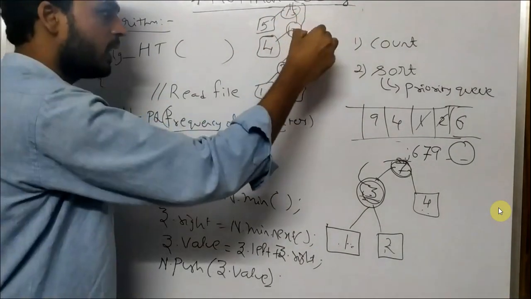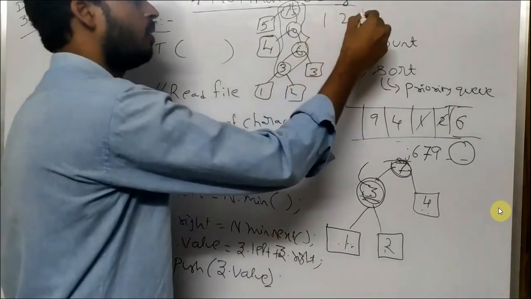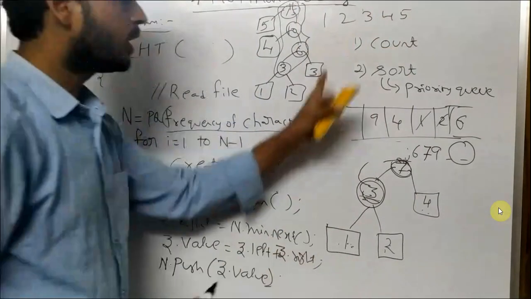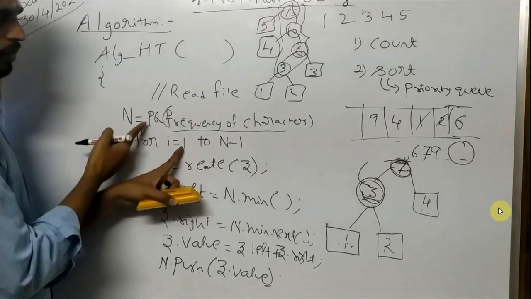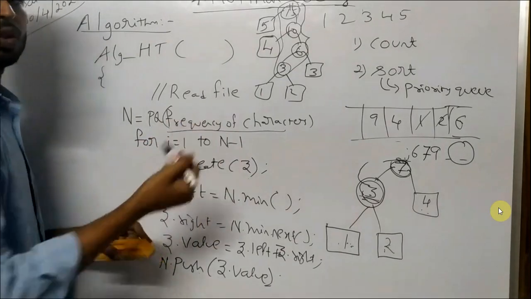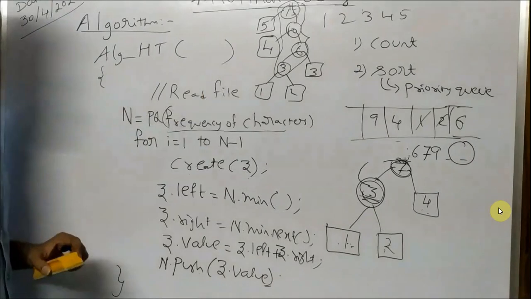How many nodes have we created? 4 nodes. So if I am having 5 values, I need to create 4 nodes. If I am having 10 values, I need to create 9 nodes. So if I am having n characters, I need to make n minus 1 nodes. Okay, this is a simple algorithm for Huffman coding. That's it.